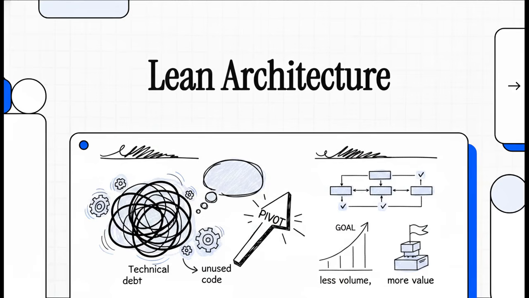Welcome to today's explainer. Look, if you've ever felt like your software development cycles are just spinning their wheels, churning out features at lightning speed but somehow still getting buried under technical debt and bloated code, you are absolutely in the right place. Today, we're breaking down how to seriously supercharge your development by shifting your mindset from traditional agile methodologies over to lean architecture. It's a total game changer that puts value way above sheer volume.